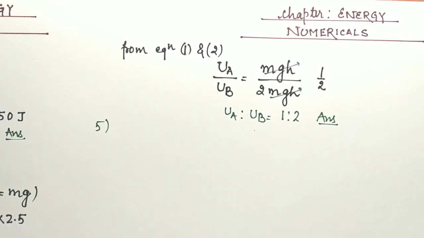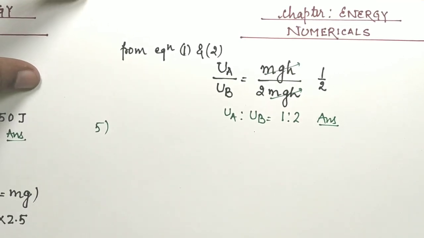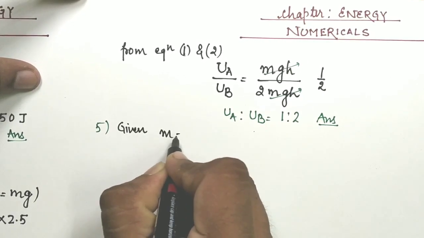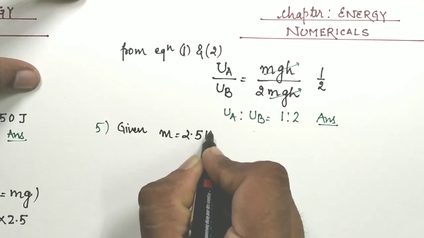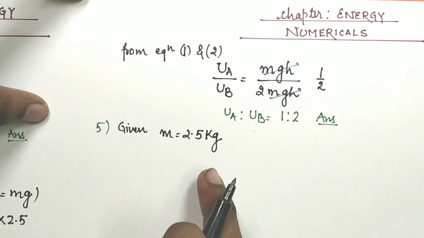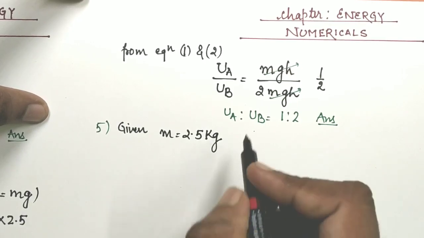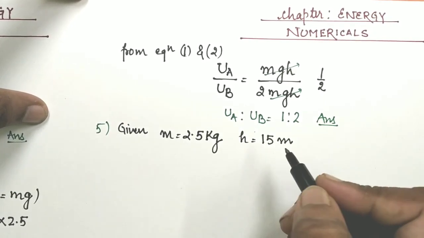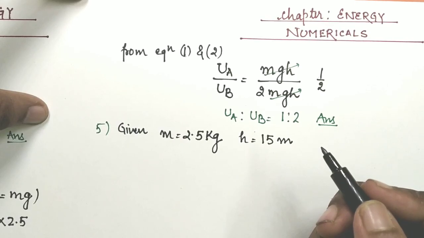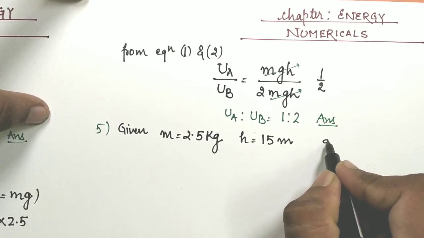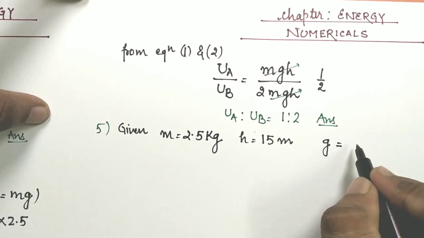The fifth question says: find the gravitational potential energy of a 2.5 kg mass. Here mass is given as 2.5 kg. We will write in each and every condition the units of the given terms. So the mass of 2.5 kg is kept at a height of 15 meter, here height is 15 meter above the ground. The force of gravity on 1 kg mass, that is small g, is given as 10 Newton.